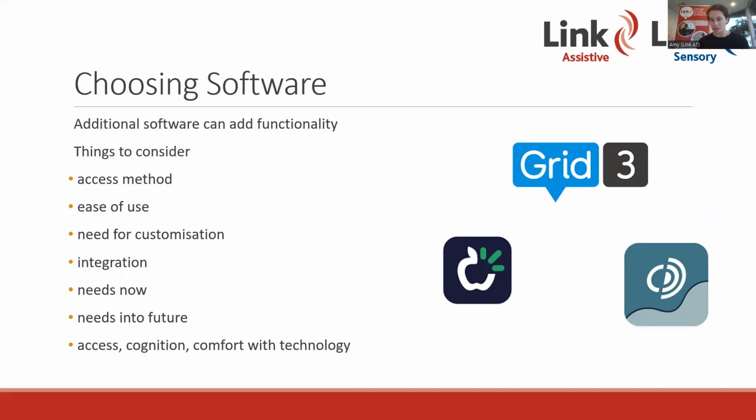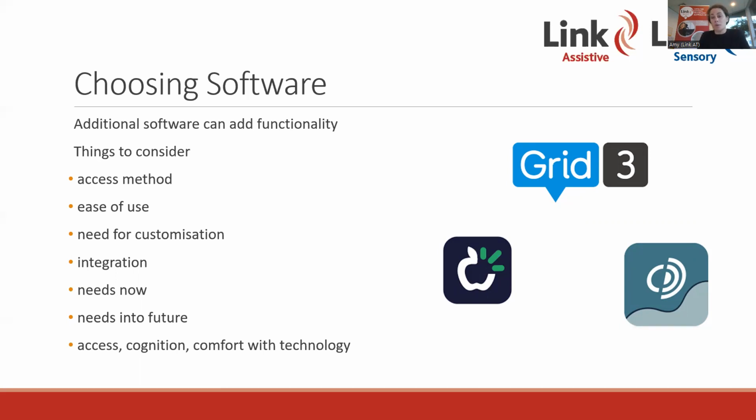So from a hardware point of view, we've talked about the devices and what's inbuilt, and we've talked a little bit about accessories that we can add on. If we also add on assistive AAC software, such as the Grid 3, Communicator 5, TD Snap, we can often get added functionality. The things we need to consider in terms of our software, and why it might be an option that we need for someone, is their access method.